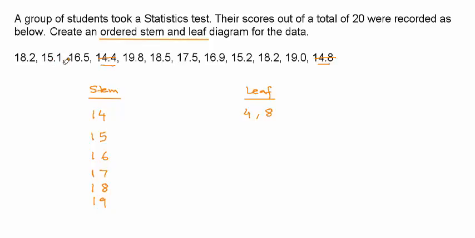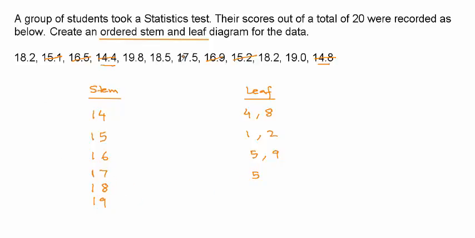And then we have a 15.1, 15.2. So let me write down a 1, 2 under the 15s. For the 16s, let me just strike this off. 15.1 gone, 15.2 gone. For the 16s, we have 16.5, 16.9. So that's also ordered. Cool. 5, 9. Gone. How about the 17s? It seems there's only one number, 17.5. Let me go ahead and put down a 5 there.